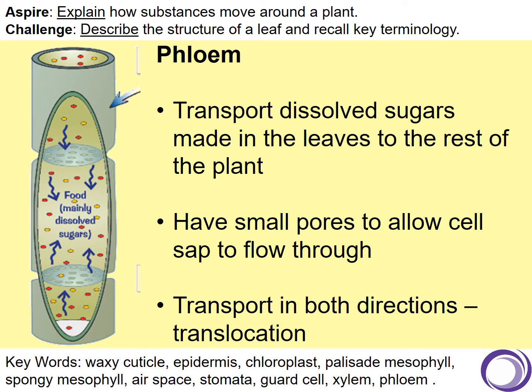So it transports sugar around, and what it does is it has these little, they're called sieve plates, but they're little pores, little holes in between each phloem cell, and it allows that cell sap to go through it. And it can go in both directions. It mainly goes from the leaf to the rest of the plant, but it can go from the stem down to the roots, etc. And that movement of glucose is called translocation, and that's what the next lesson is all about.